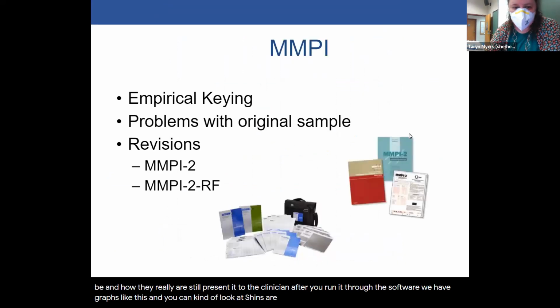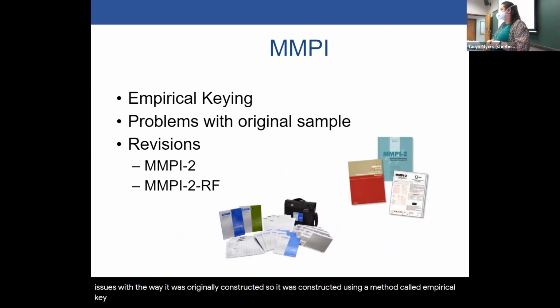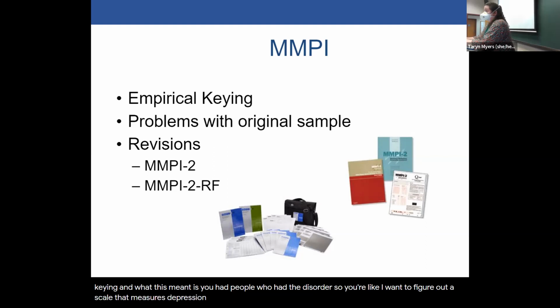Again, trying to skim. So I mentioned there were some issues with the way it was originally constructed. It was constructed using a method called empirical keying. What this meant is you had people who had the disorder. So you want to figure out a scale that measures depression, and they had a whole bunch of people who were getting treated for depression answer these questions. Is it true of you? Is it false of you?